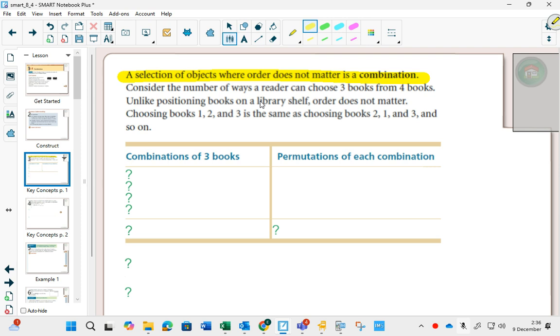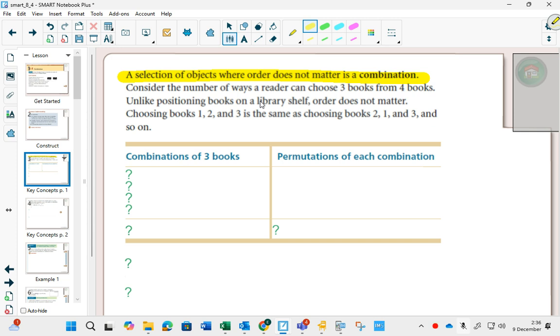So you pick book 1, book 2, and book 3, and then you say, no, I want to change. I would rather read book 2, book 1, and book 3. And your teacher looks at you and says, that's the same thing. Those are the same 3 books. Right now the order doesn't matter anymore.